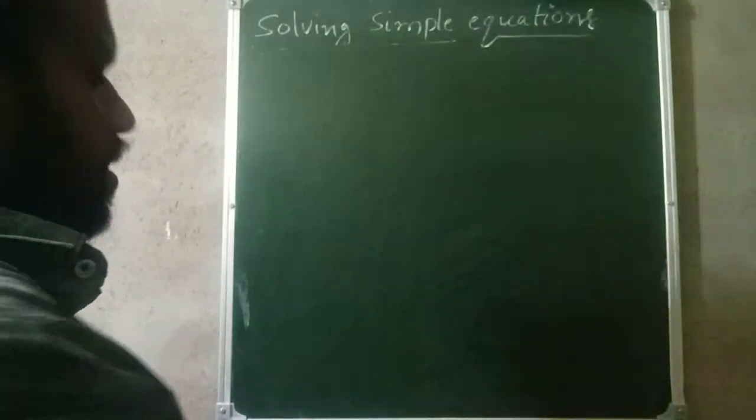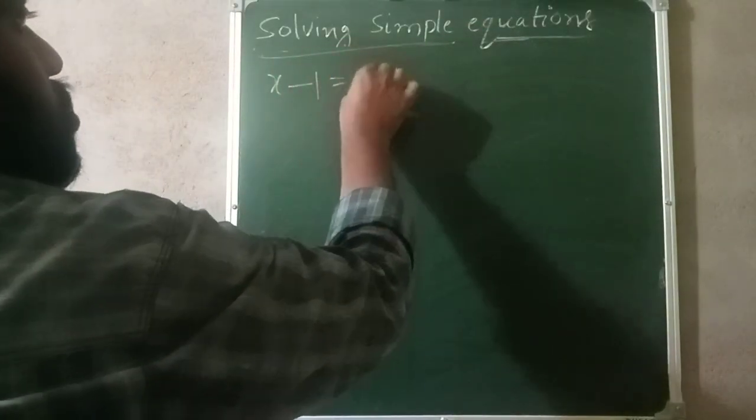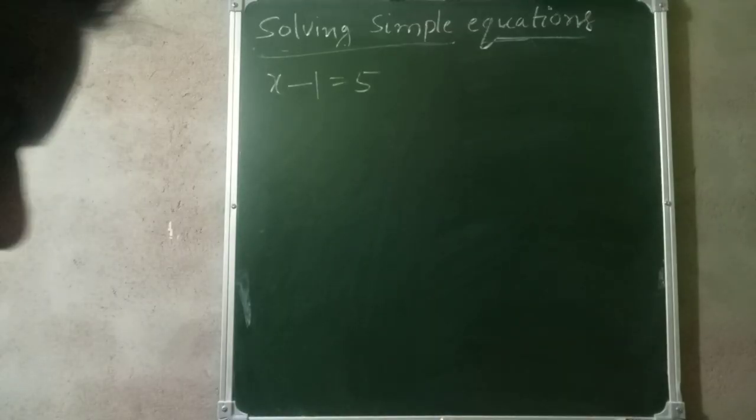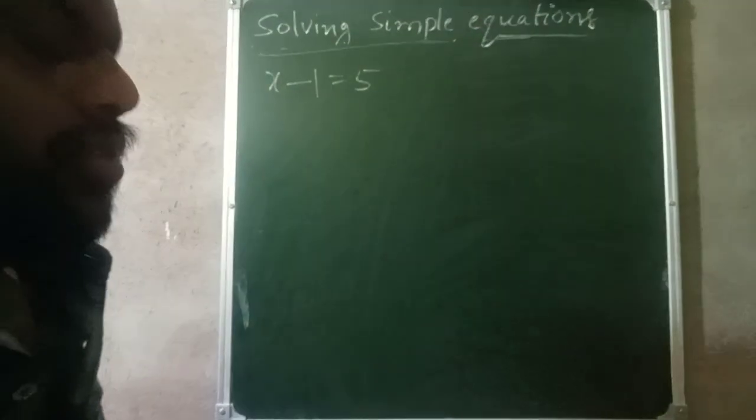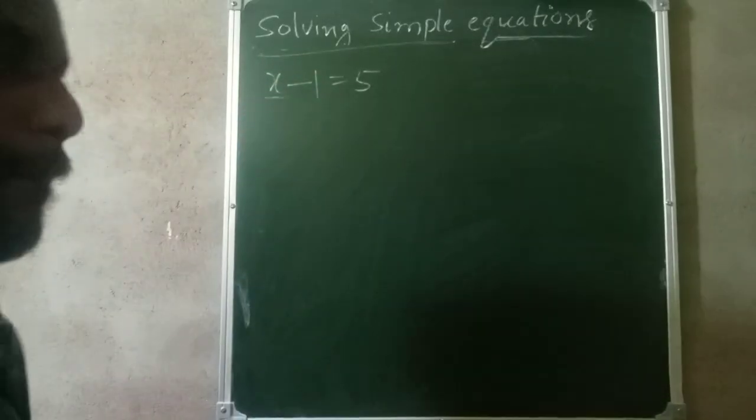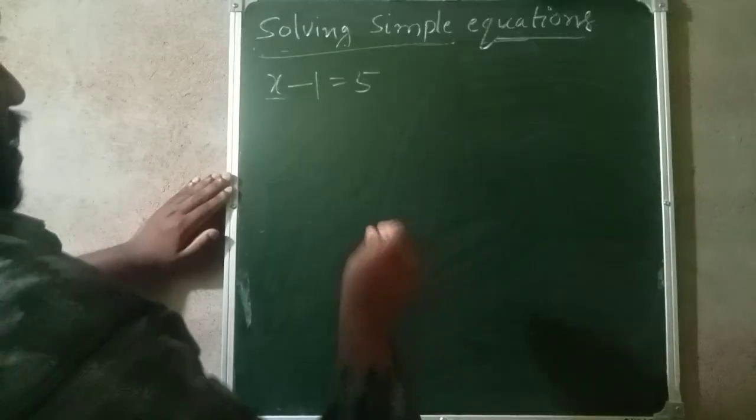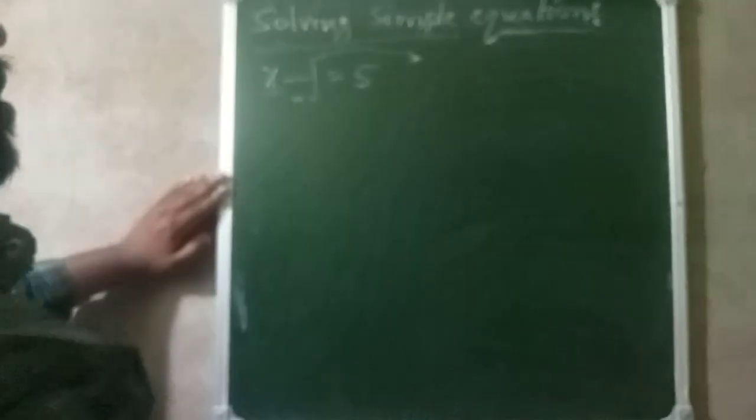Another simple equation I will take is x minus 1 is equal to 5. So we have to find the value of x. So keep this x on one side. So remaining, whatever is there, move that to the other side. Remaining is minus 1. So move this minus 1 to the other side.